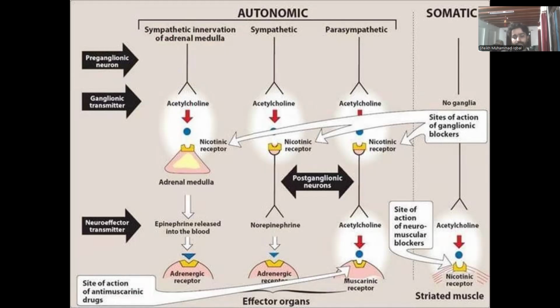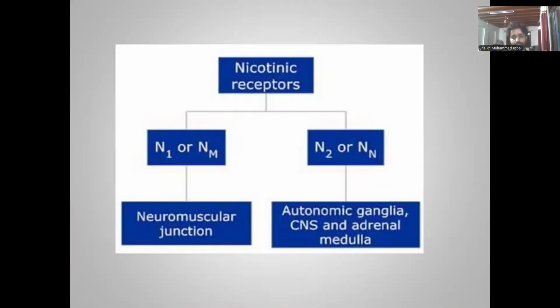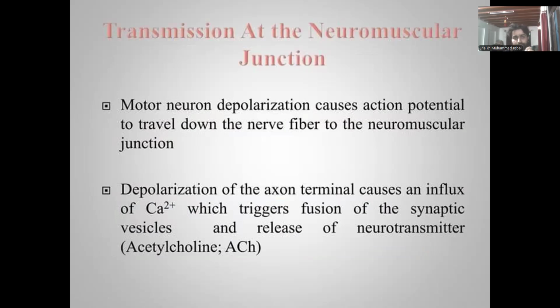This is what we have explained in the physiology, a graphic representation. Broadly, we divide the nicotinic receptors into two groups. One is the nicotinic N1 or nicotinic muscular receptors, present at the neuromuscular junction. The second are the N2 receptors, or nicotinic neuronal receptors, present in autonomic ganglia, CNS, and adrenal medulla.